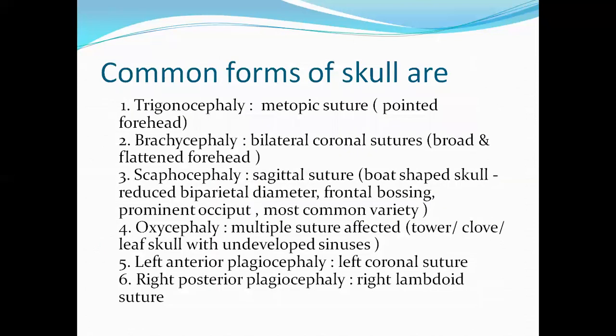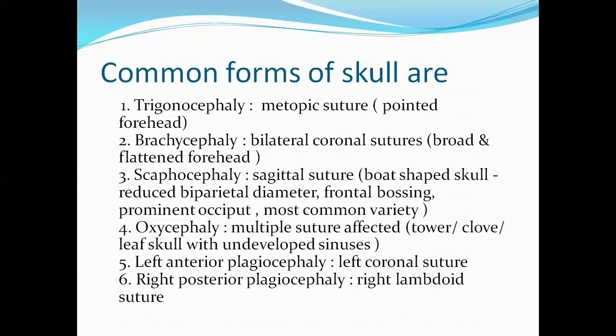Now, how the shapes are affected when the sutures get prematurely fused. Trigonocephaly, a pointed forehead, is due to premature closure of the metopic suture. Then brachycephaly: the skull is broad and the forehead is flattened, when the bilateral coronal sutures get fused prematurely. Then scaphocephaly: the sagittal suture gets closed prematurely and leads to a boat-shaped skull, reduced biparietal diameter, frontal bossing, and a prominent occiput. This is the most common variety.